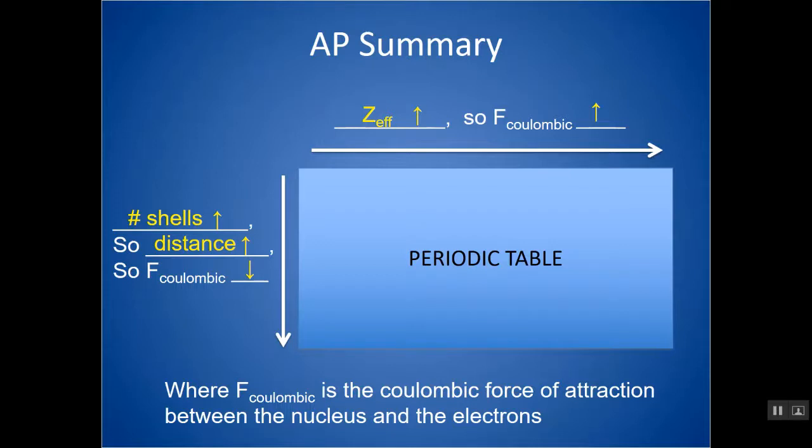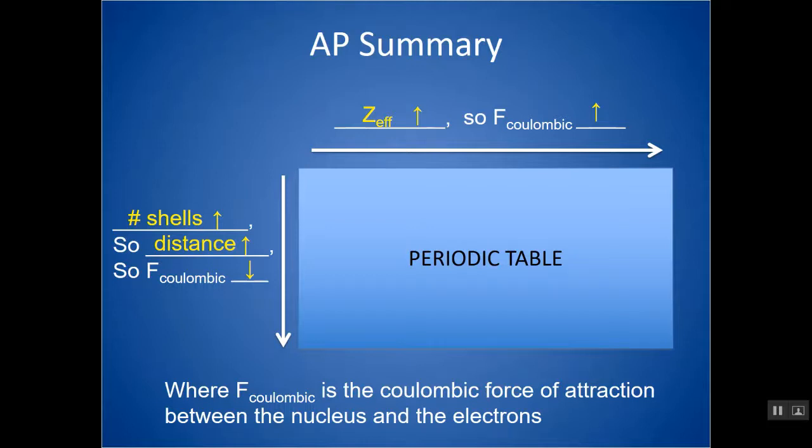And again, that's going to be used to explain any trend that happens down a group, essentially. So you see, going down a group, I have more shells, so the electrons are further from the nucleus, so they don't attract each other as much, so the radius becomes bigger. The electrons can get further away. Ionization energy is going to decrease. It's going to be easier to remove an electron because it's further from the nucleus.